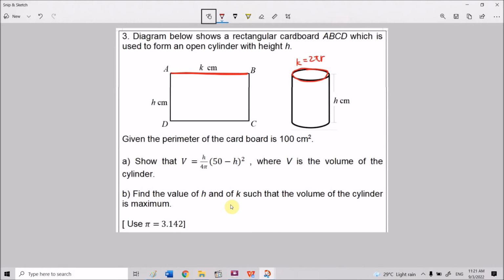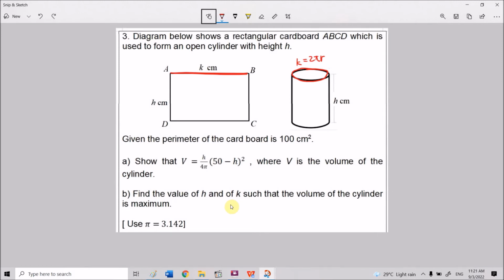2 pi r. Given the perimeter of the cardboard is 100, the perimeter of the cardboard here means K plus H plus K plus H equals 100. Okay, so the first thing here, we need to show this, where V is the volume of the cylinder. When we look at this part here, we'll notice that it only has H, meaning we are showing V in terms of H. There is no K given here.